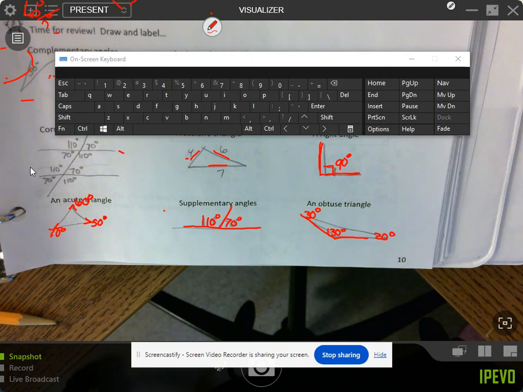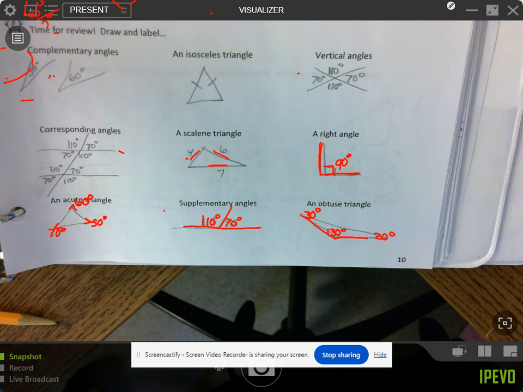Madison. On the test, are they gonna ask us these questions? On the test, you're gonna have to draw some examples. You're gonna have to fill in missing angles. But yeah, you're definitely gonna have to draw examples. So you have to show that you know it, you understand it. Any other questions?